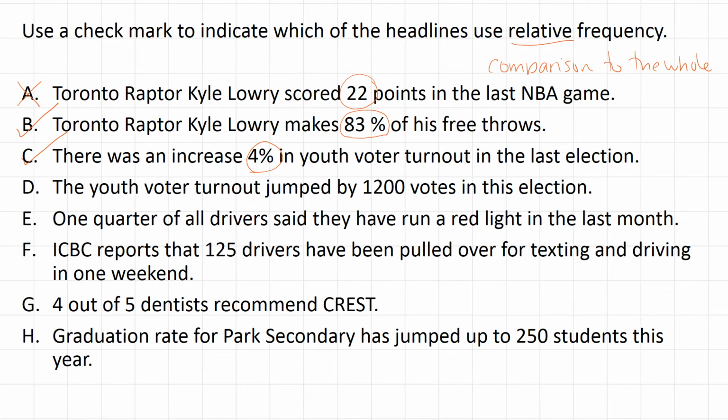The youth voter turnout jumped by 1,200 votes in this election. This is a counting number. You're counting how many votes, so this one is absolute frequency.